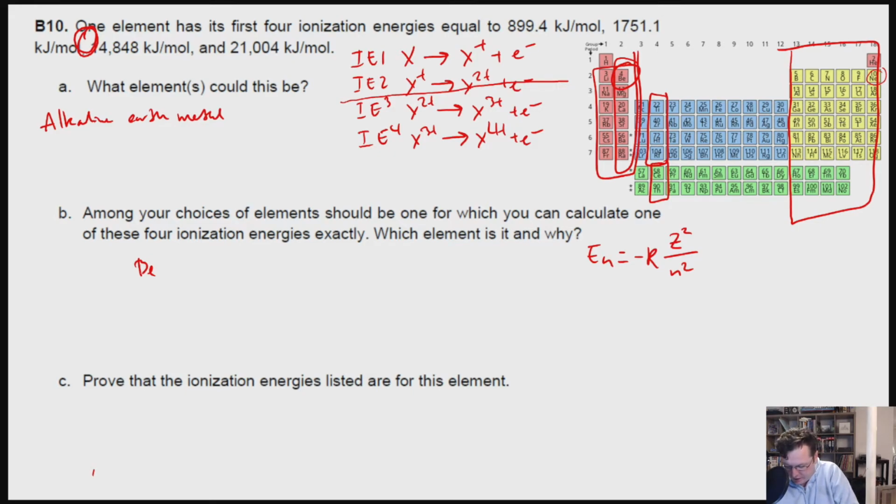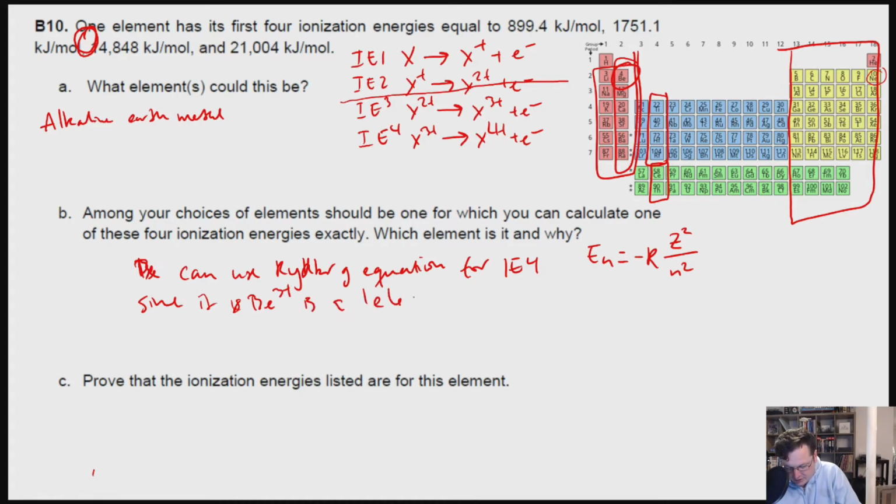But for that, you can calculate using the Rydberg equation for the 4th ionization energy, since Be 3 plus is a one electron system. That's the reasoning why that works.